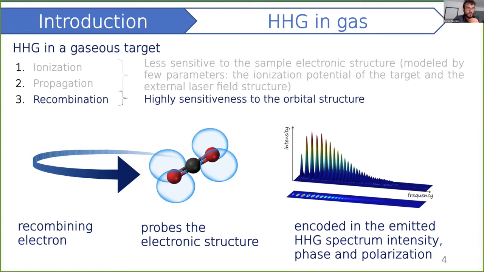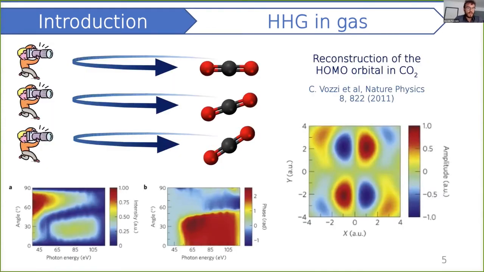And this is possible due to the fact that the ionization and propagation steps are less sensitive to the target. So we can use the scattering of the electron with the system during the recombination step as a highly sensitive probe of the orbital structure, which is then encoded in the emitted radiation. And this allowed, for example, a tomographic reconstruction of the HOMO orbital of CO2 by looking at the HHG emission from molecules aligned each time at a different angle with respect to the laser polarization.